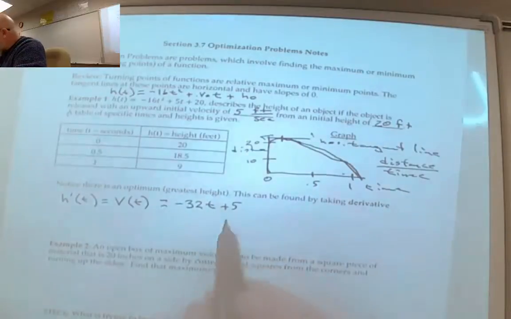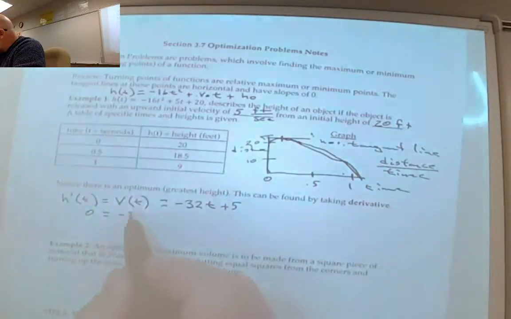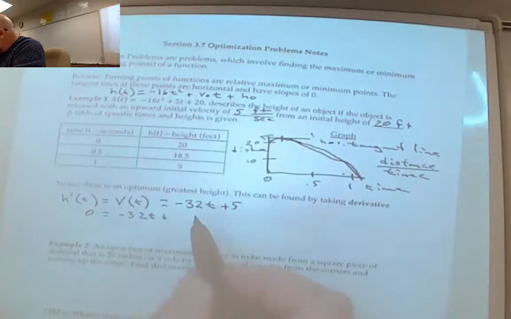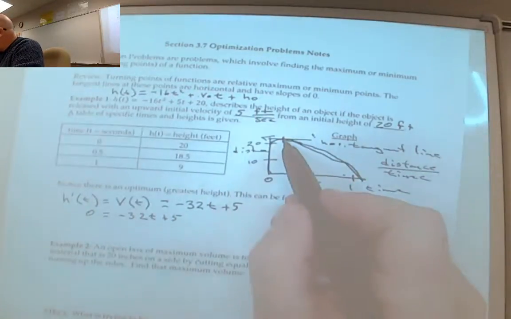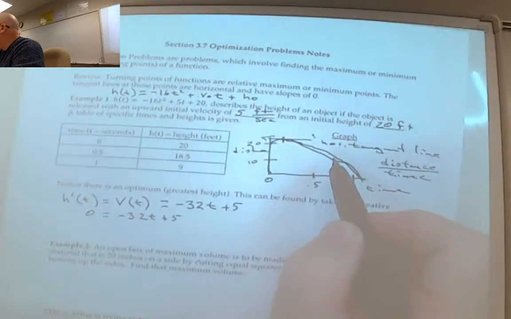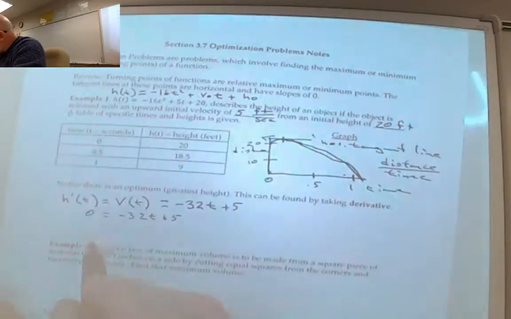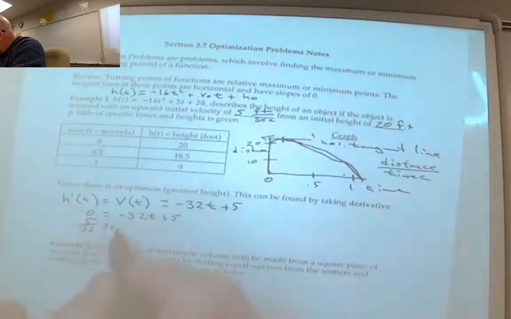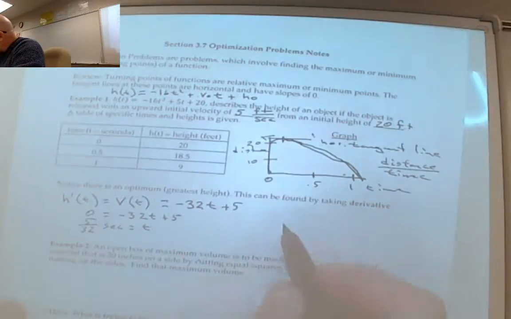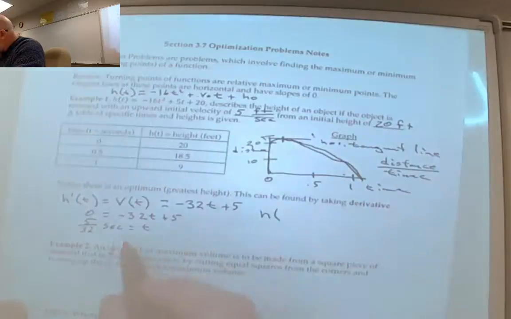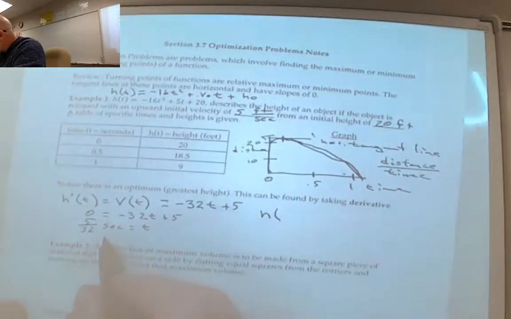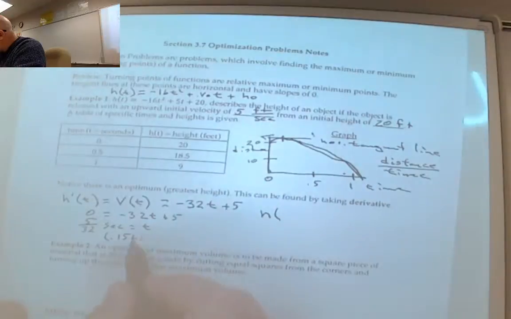And since it's the derivative, I'm going to make it equal to 0, because momentarily, whatever this object was, it pauses and heads in the other direction. It kind of hangs up there. And then I get 5 over 32 seconds is my time. And then to figure out the height, I plugged in, oh, by the way, 5 over 32, I figured that out on my calculator. It's 0.15625.